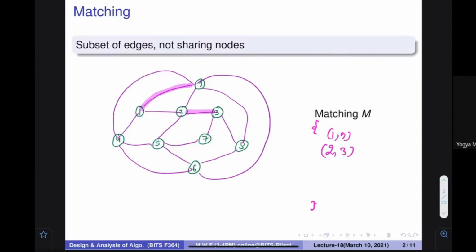One minute. Before asking you anything else, I just wanted to tell you that something is written over there. What is the matching? Matching is a subset of edges. Edges means all the edges, and it is going to be a subset, because I'm picking one by one. And the important property is that the edges that I'm going to collect are not sharing nodes. If they are not sharing nodes, then it is a matching.